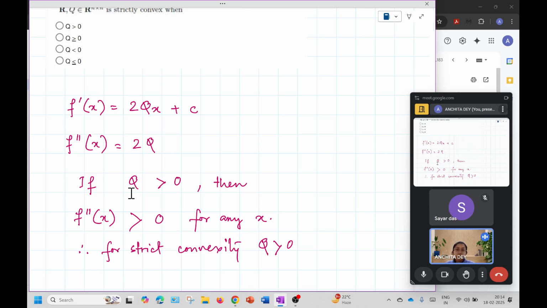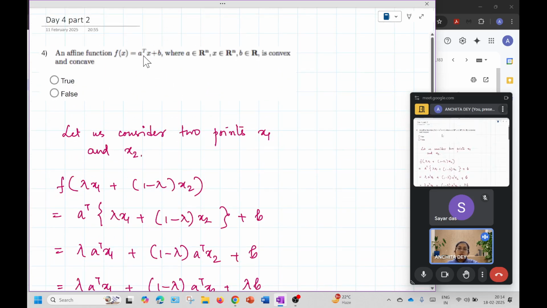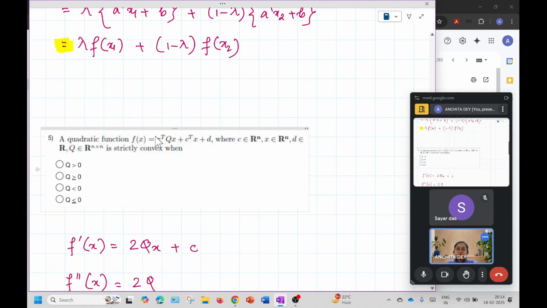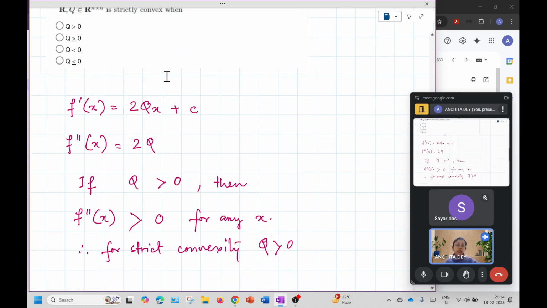Now, one interesting thing to notice is what if Q is equal to 0, right? Because if Q is equal to 0, that means it would be both convex and concave. In other words, it would be affine. Why? Because if this is 0, then we are simply left with c transpose x plus d, which turns out to be similar to this very form. That means it's a linear or an affine function in x, right? So that was just a point which seemed interesting for this question.